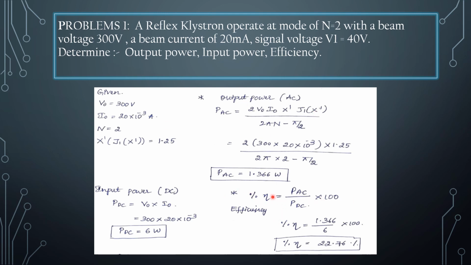As we know, the efficiency is the ratio of output power to the input power. The output power, the PAC, has already been found, and the PDC has also been found, so we just substitute here. So the efficiency nu is equal to 1.366 divided by 6 into 100. The 100 represents the percentage, as efficiency is always represented in terms of percentage. When we use the calculator and solve this, we will get a value of 22.76%.